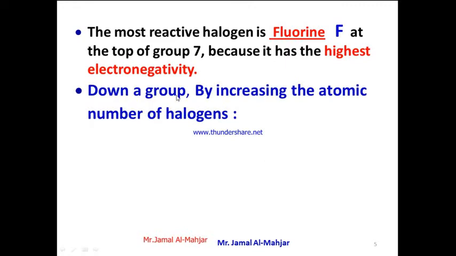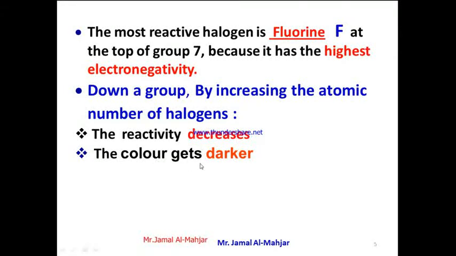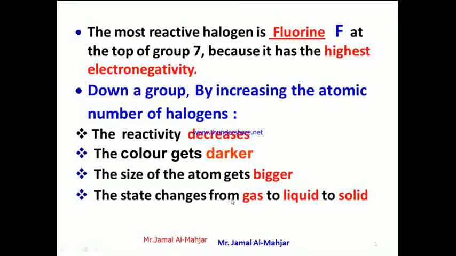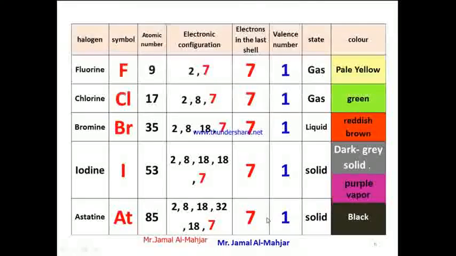Okay, now, down a group, by increasing the atomic number of halogens, what will happen now? At the top we have fluorine. Down a group, by increasing the atomic number of halogens, the reactivity decreases. Then the color gets darker, the size of the atom gets bigger, and the state changes from gas to liquid, then to solid. We will see that when we explain the elements in this table.